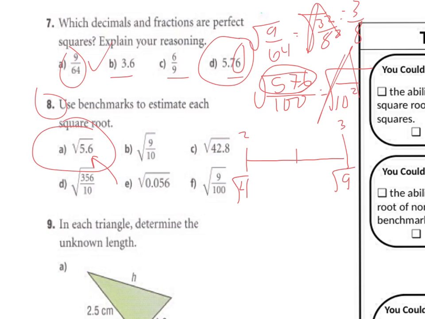5.6, this would lay somewhere about this area. Somewhere in here. We'll say that's about 5.6. So if this was 4, 5, 6, 7, 8, 9, this is about 5.6, which is about 2.3. So by using benchmarks, I can estimate my answer to be 2.3 because I use number lines. Try another one.